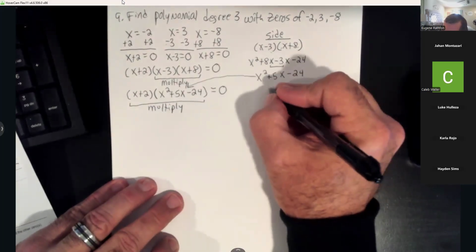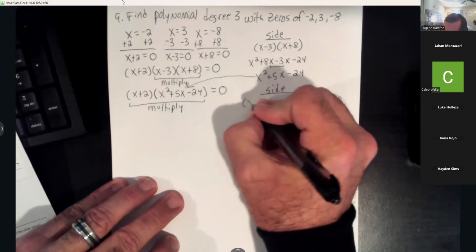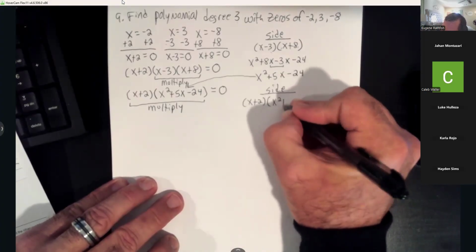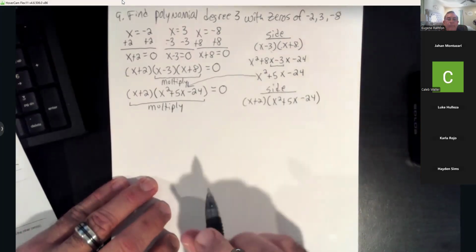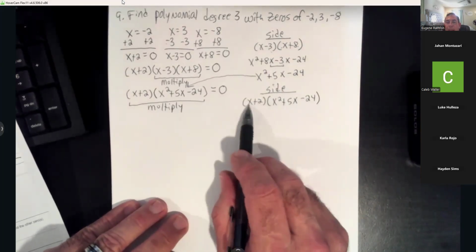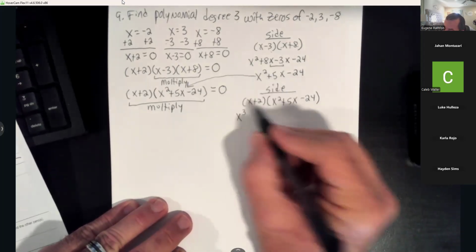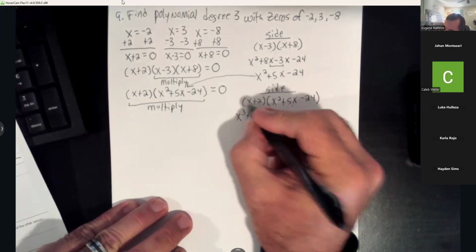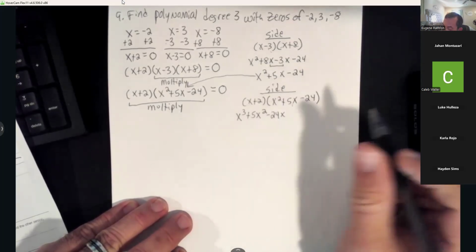Okay, so I'll go on the side over here and multiply that one. x plus 2 times x squared plus 5x minus 24. All right, y'all, so multiply this x by all three of these. x times x squared is x cubed. x times 5x is 5x squared. x times negative 24 is a negative 24x.